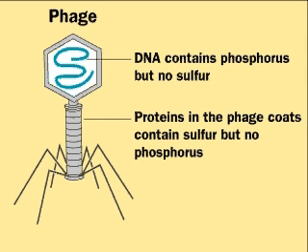Well, proteins usually contain sulfur, but nucleic acids don't. Nucleic acids always contain phosphorus, but few proteins do.